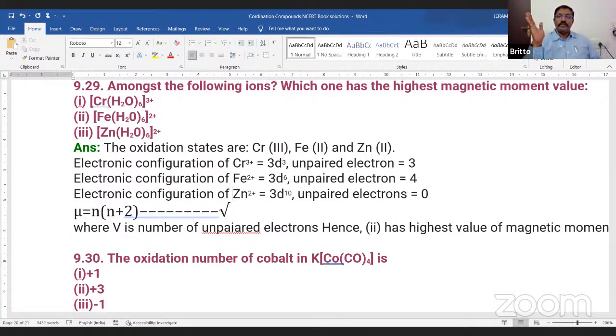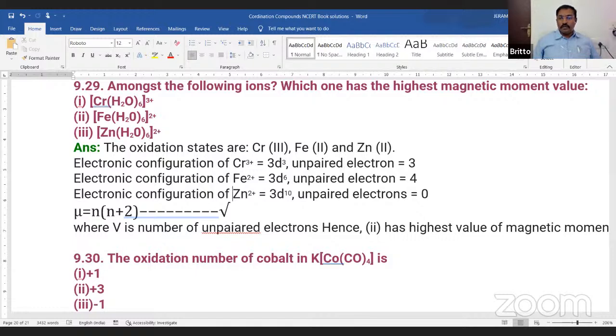It is the last element of the first 3d series. Its configuration is 3d10, completely filled. These d electrons are completely filled, so even though they are placed in the d block, they are not called d block elements, because d block elements should have an unfilled d orbital. So it has a completely filled d orbital, and the number of d electrons is 10. Okay, 3d10.